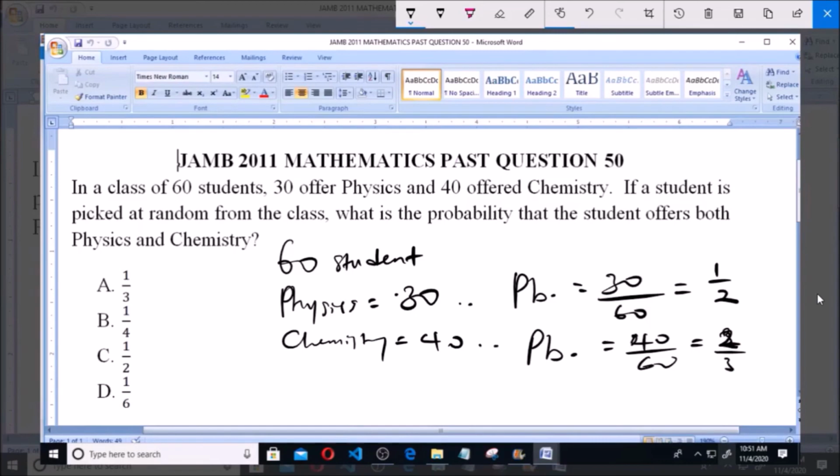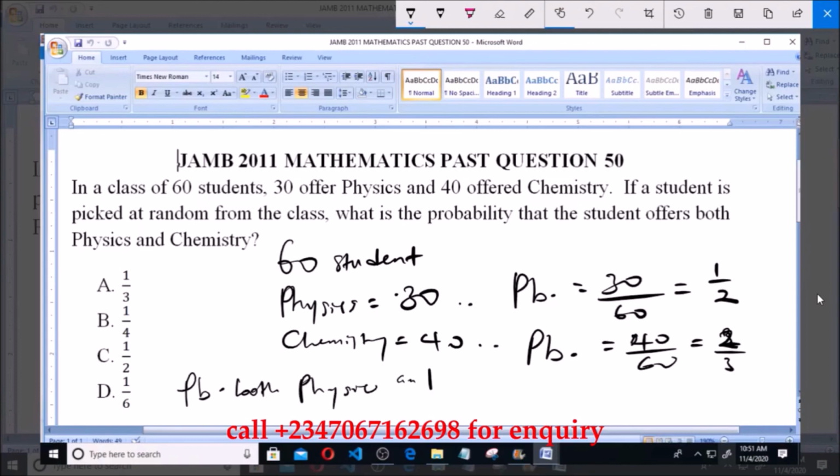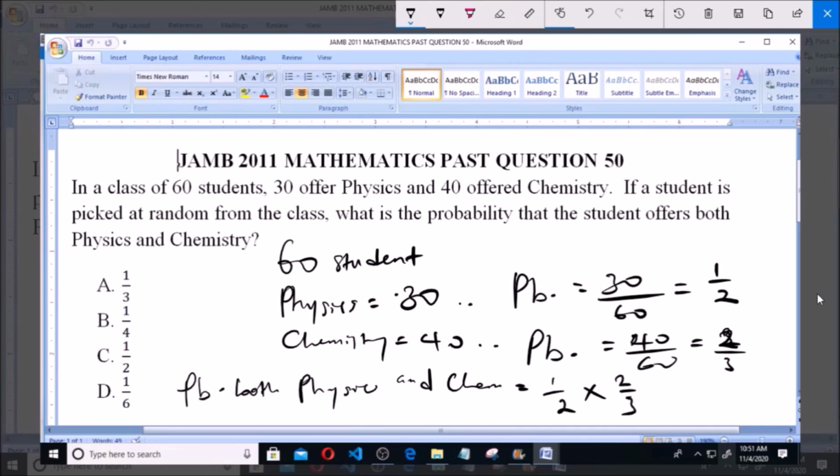The question says a student is picked at random from the class. What is the probability that the student offered both physics and chemistry? The probability that the student offered both physics and chemistry will be equal to the multiplication of the probability of students that offered physics, which is 1 over 2, multiplied by the probability of students that offered chemistry, 2 over 3. We cancel 2, and that is equal to 1 over 3. So the answer to this question is option A, 1 over 3.